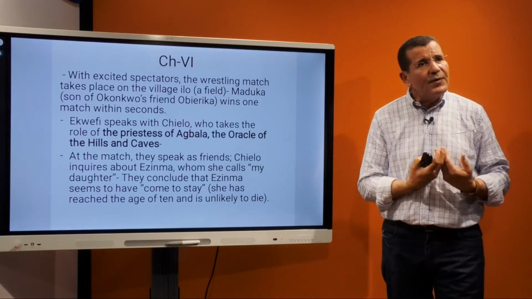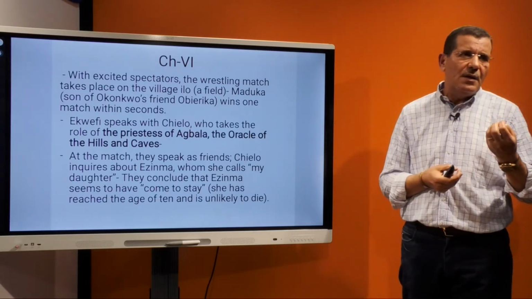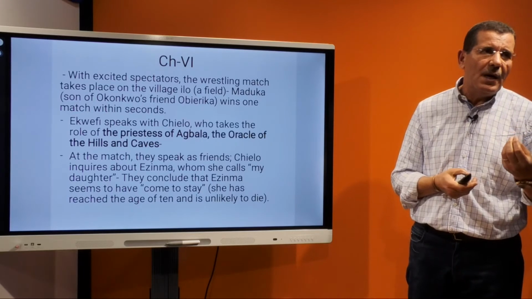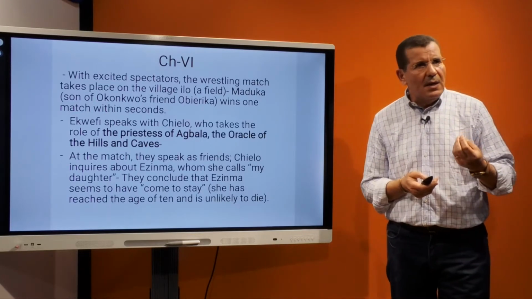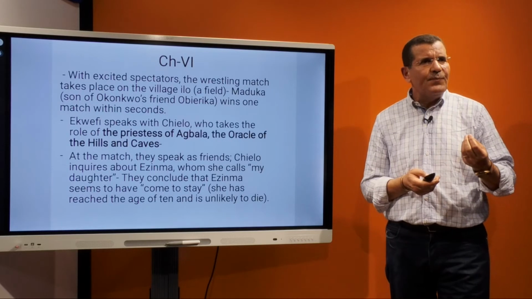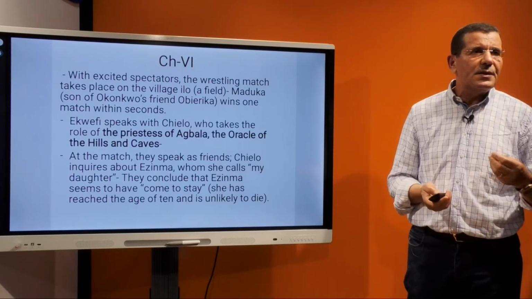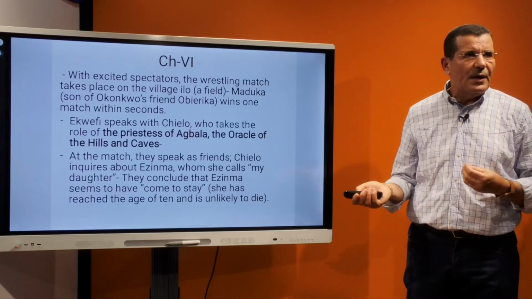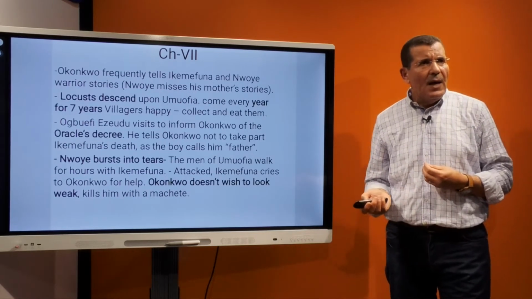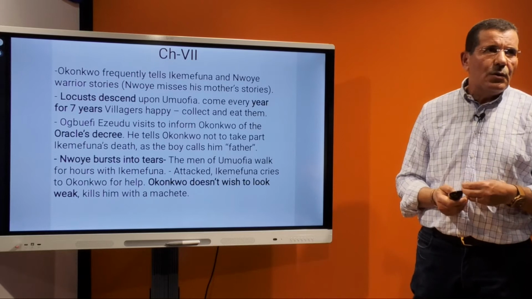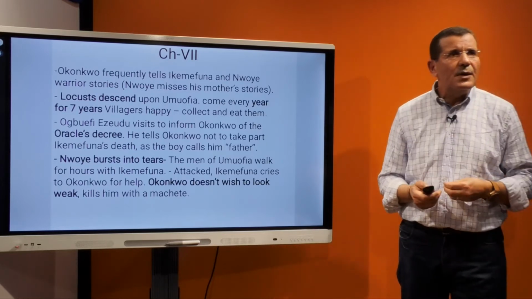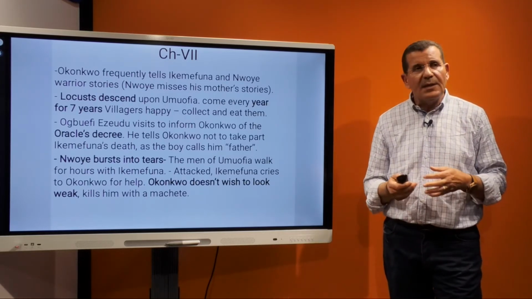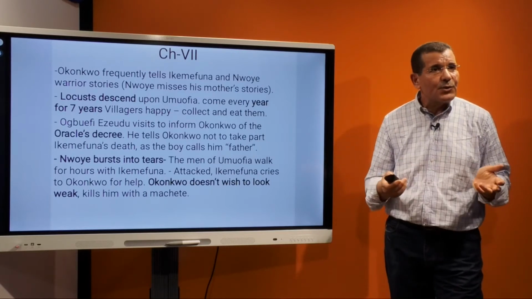And one of them is the story of Okonkwo's daughter Ezinma. And Ezinma is a problem, as we'll see, in that she is the product of miscarriages; after them, she comes to life. And Okonkwo frequently tells Ikemefuna warrior stories. He doesn't want them to listen to their mother's stories.